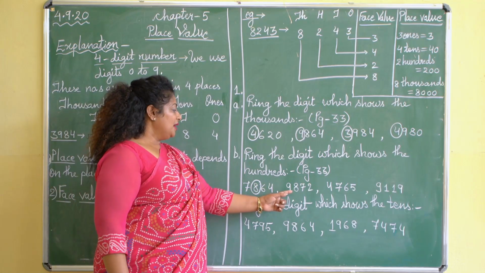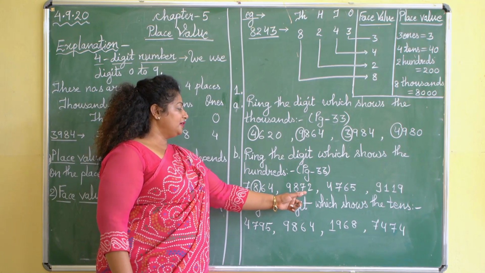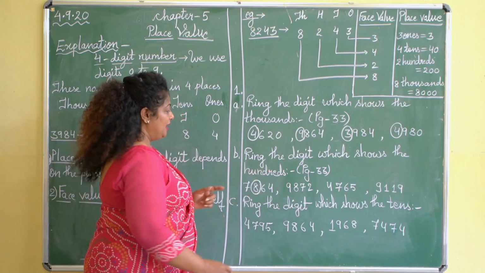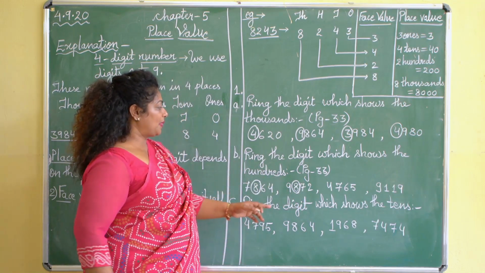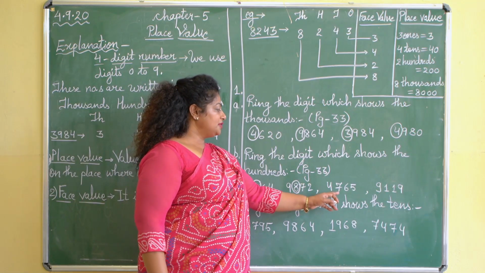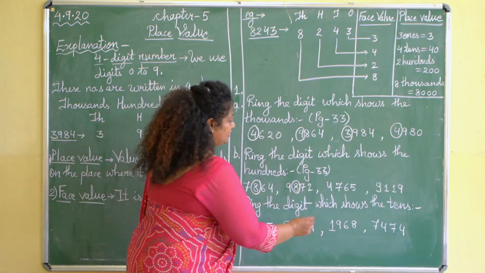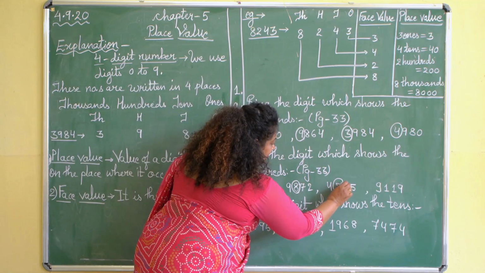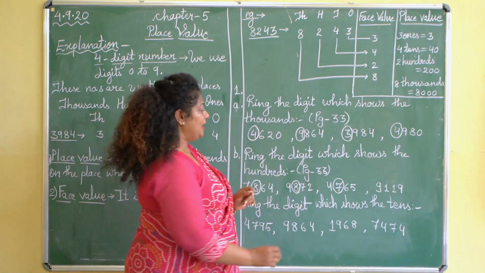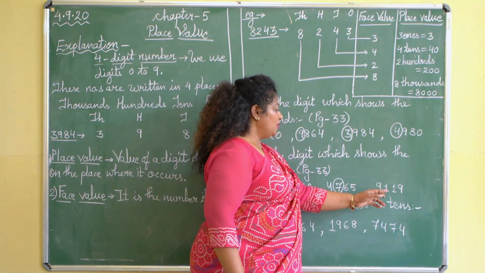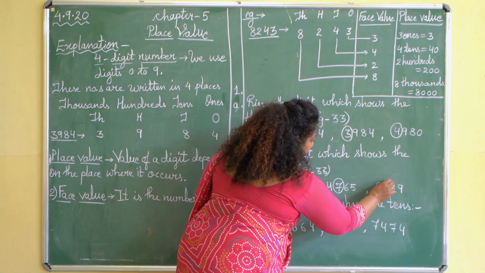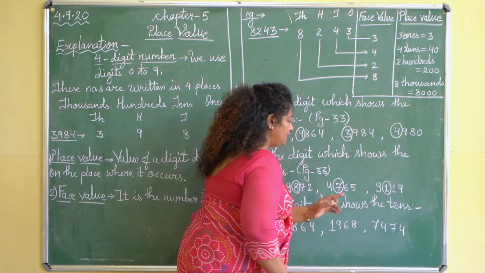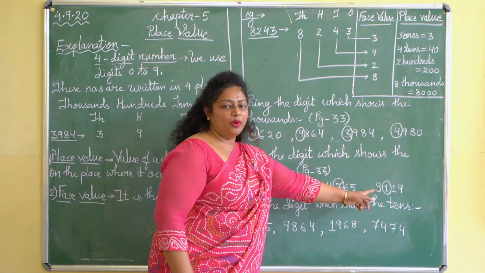Second number, 9872. 8 is at hundreds place, so we will ring 8. Next number, 4765. The digit 7 is at hundreds place, we will ring it. Next, 9119, the number 1 is at hundreds place, so we will ring 1.